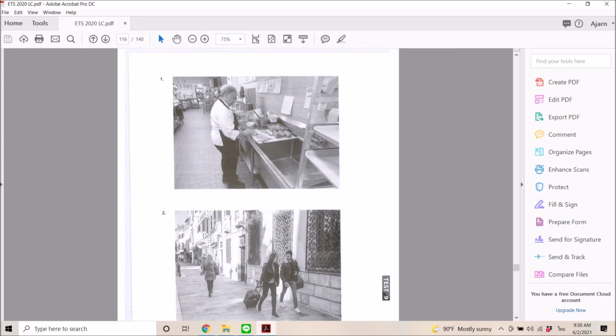Number 65. Who most likely is the woman? Number 66. What problem does the woman mention? Number 67. Look at the graphic. Where will the woman go next?